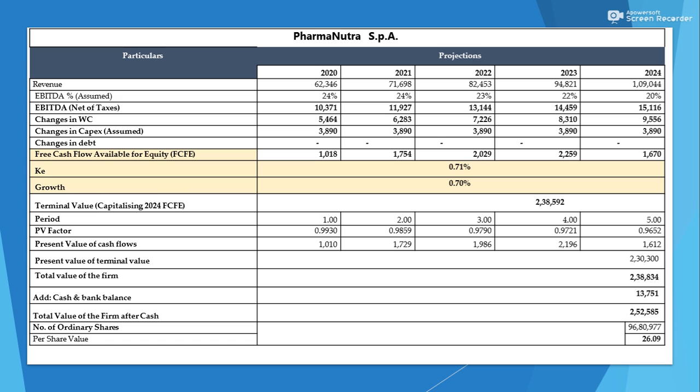As per the method, we come to the present value of the terminal value. Then for the total value of the firm, we add cash and bank balance. Considering the current number of ordinary shares, we can divide and get the per share value. This is as per the DCF method.